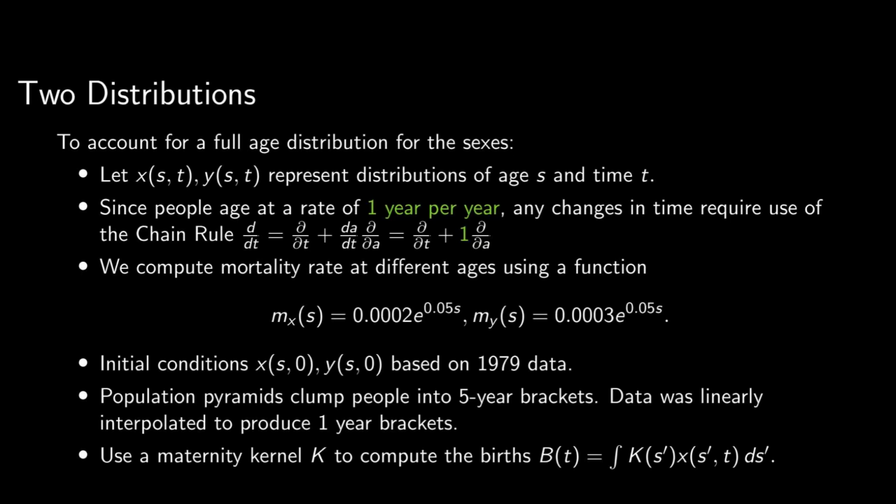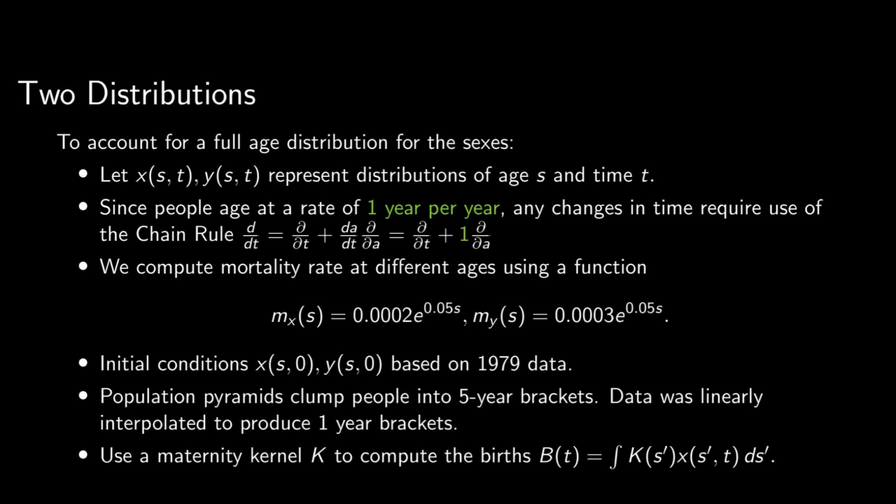To model the population by both age and sex, we define 2 functions, x and y, over the different ages s at time t. Now, people age at a rate of 1 year per year, so changes over time require the use of the chain rule to account for both the change in time and the change in age. Use of the chain rule like this came up in my meme lecture about different time derivatives, which explain how a quantity changes in time while accounting for many other background variables that also change in time.